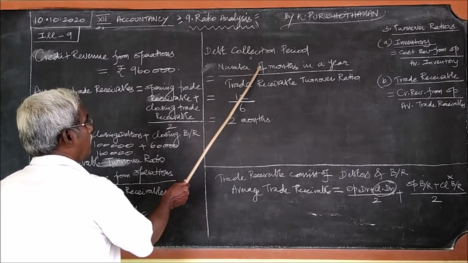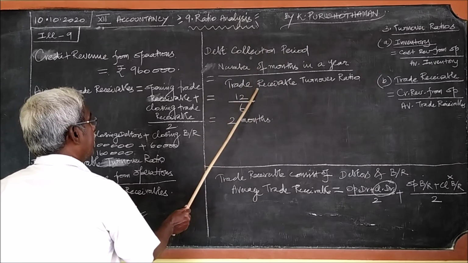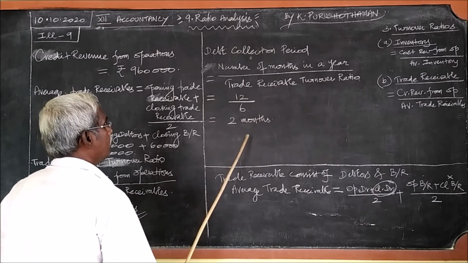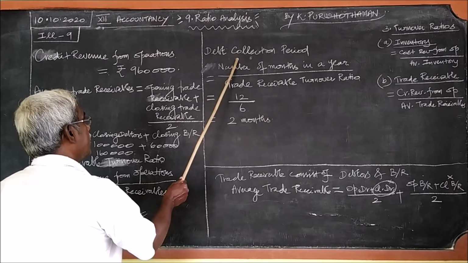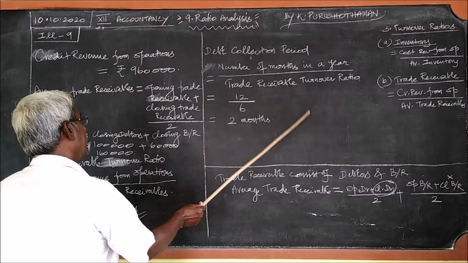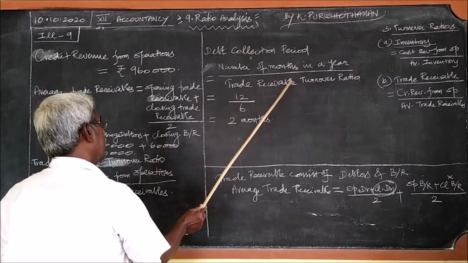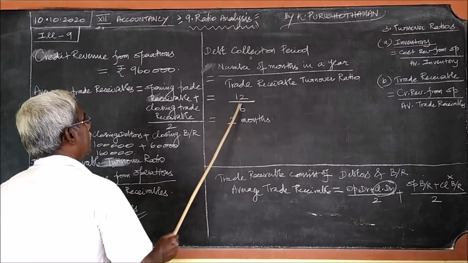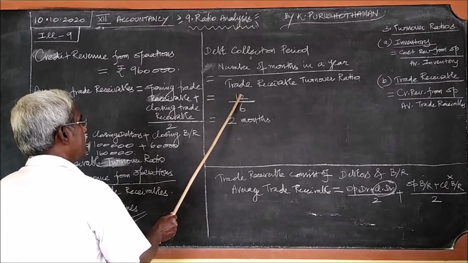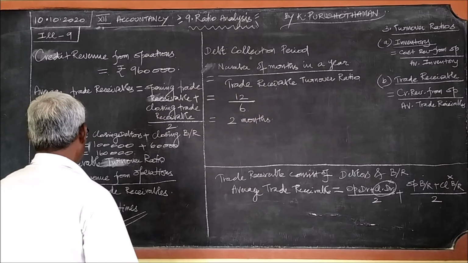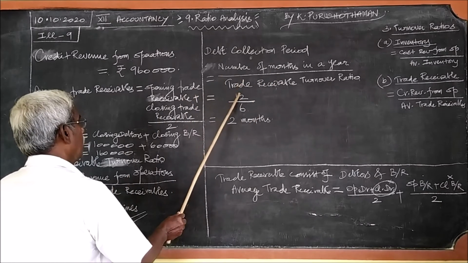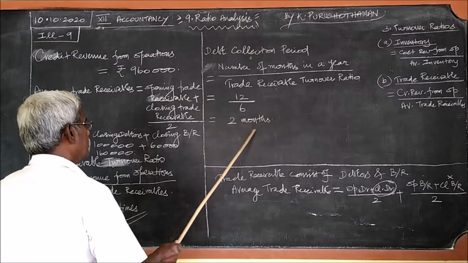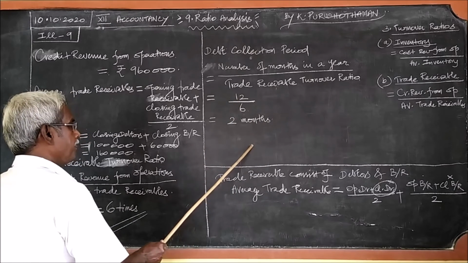What is it? Number of months in a year by trade receivable turnover ratio. If it is for days, the debt collection period is in terms of days: number of days in a year divided by trade receivable turnover ratio. Here it is months, therefore 12 months in a year by the ratio, which in this problem is 6. Therefore 12 by 6 equals 2 months. Okay? Right.